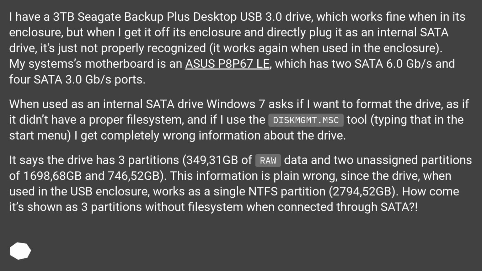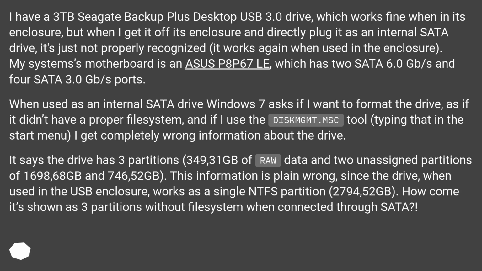My system's motherboard is an Asus P8P67, which has two SATA 6.0 GB/S and four SATA 3.0 GB/S ports. When used as an internal SATA drive, Windows 7 asks if I want to format the drive, as if it didn't have a proper file system, and if I use the disk.msc tool, typing that in the start menu, I get completely wrong information about the drive.